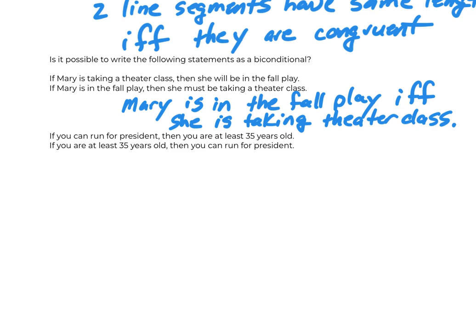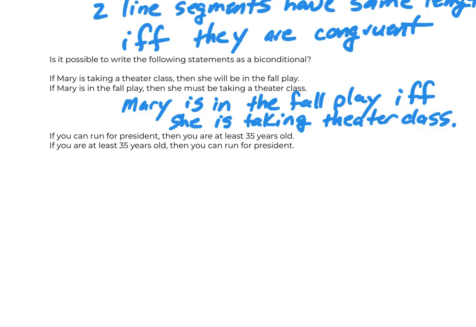Okay, the next one. If you run for president, you must be at least 35 years old. Did you guys know that is a requirement of being a president? Got to be at least 35. Maybe heard that one before. If you are at least 35 years old, then you can run for president. Same exact statement, just flip-flopped.